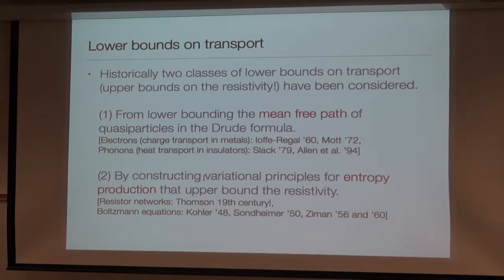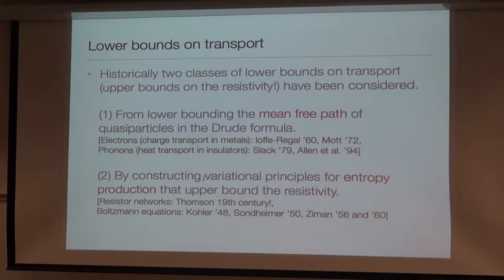Now, the idea of a bound on transport is actually very old. It's useful to contextualize what we're going to talk about. So historically, in terms of condensed matter physics, the idea of bounding transport has usually been tied up with bounding the mean free path, which is of course proportional to the lifetime of the particle, right? So the mean free time. And so if we assume the Drude formula that I showed you before, bounding transport is equivalent to bounding the tau that appeared in that formula.